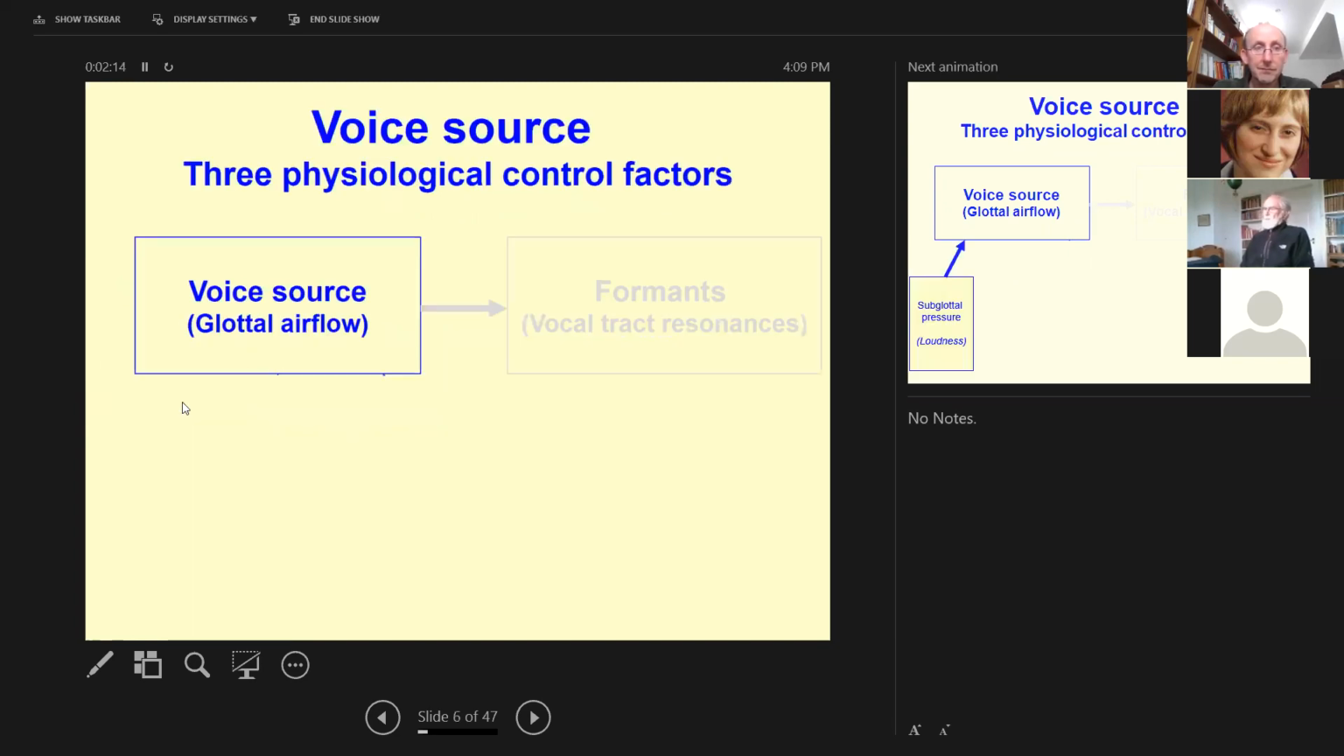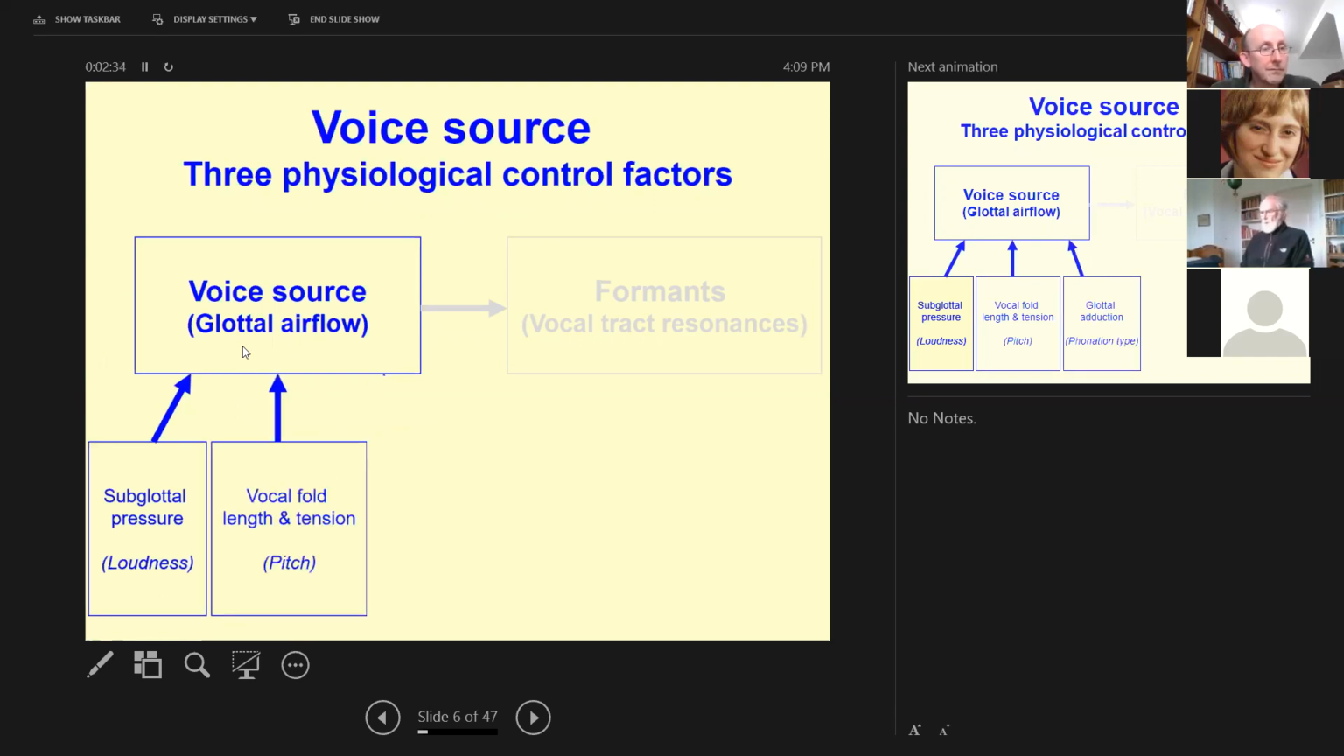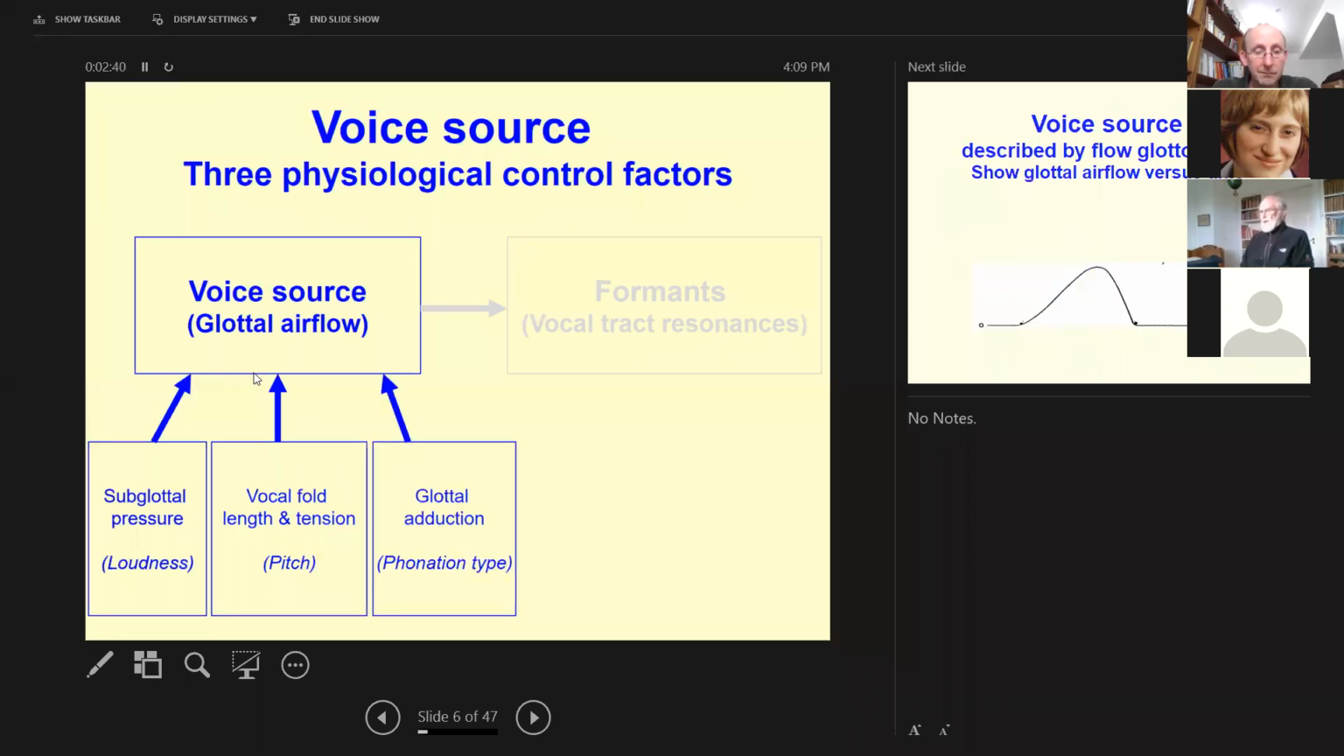Okay, so back again to the voice source. There are three physiological control factors for the voice source. One is the subglottal pressure, the air pressure in the lungs. We use that for regulating the loudness of the voice. Then we have the vocal fold length and tension, and that is our tool for tuning the pitch of the sound. And then we have also glottal adduction.